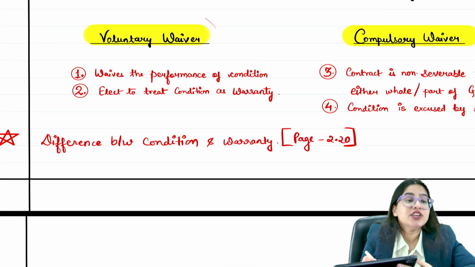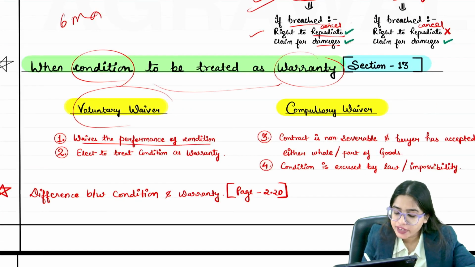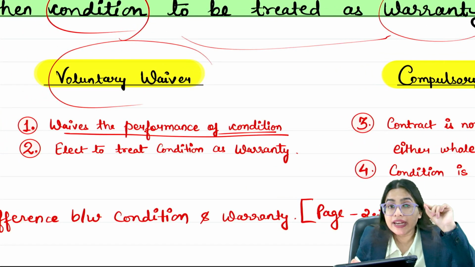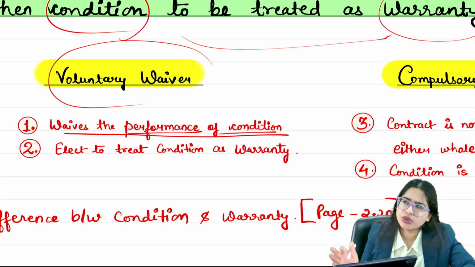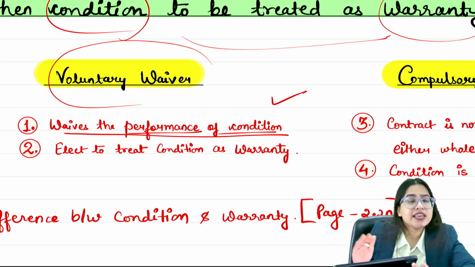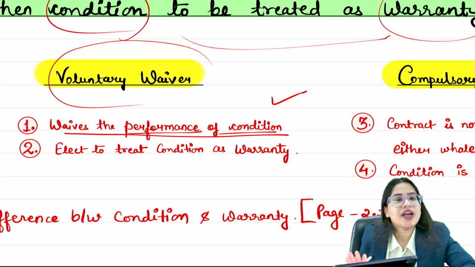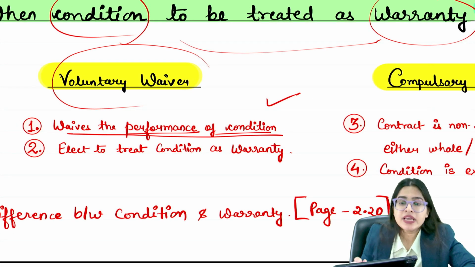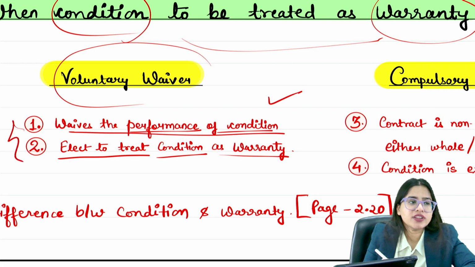Are you understanding? So in which cases will a condition be treated as a warranty? Number one, if the buyer waives the performance of the condition. What was the condition? That the rice should be India Gate Basmati rice. The buyer himself waived the performance of the condition. He said, this rice is also good, it's fine even if it is not India Gate Basmati rice. In that case, he himself said I will not cancel the contract, I will not treat it as a breach of condition, I will simply treat it as a breach of warranty and you can give me the compensation. That's it. Second case, if the buyer himself elects to treat the condition as warranty.